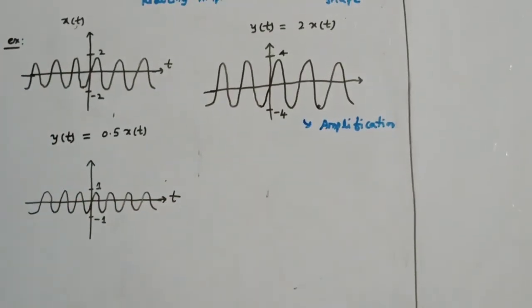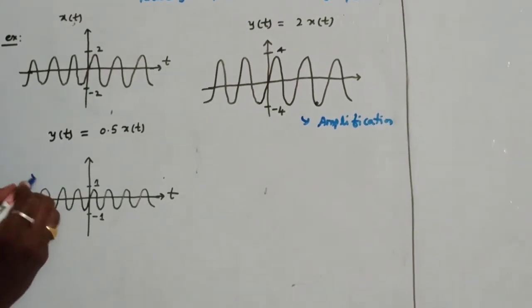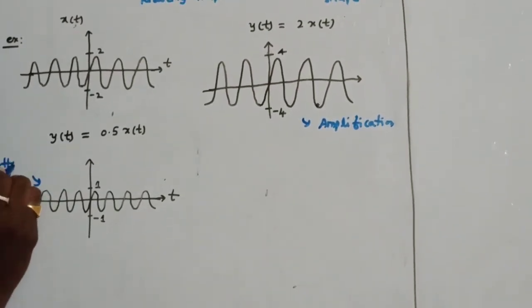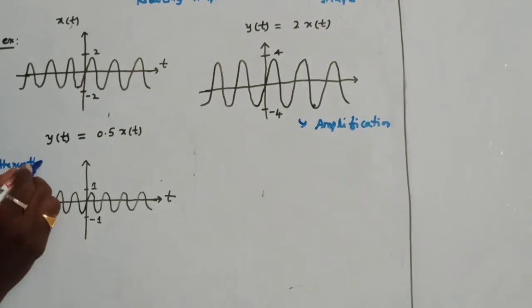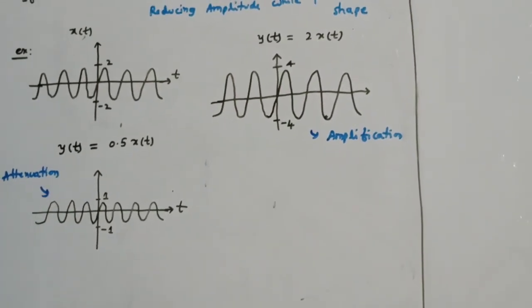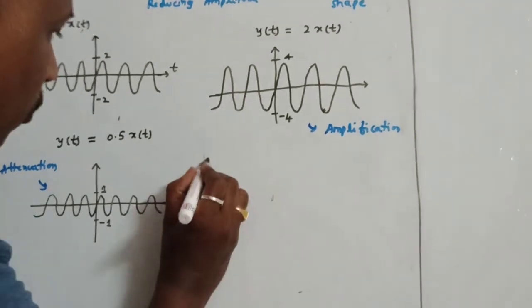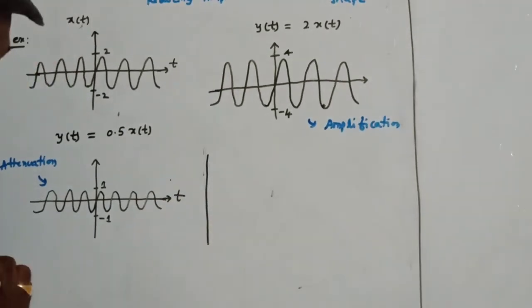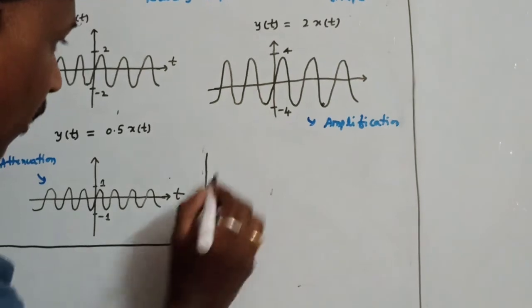So what is this signal called? This signal is called as attenuated signal, or attenuation. Reducing the amplitude from 2, we have reduced the amplitude to 1, the same signal with amplitude reduced to 1. Similarly, let us discuss it for a discrete time signal.